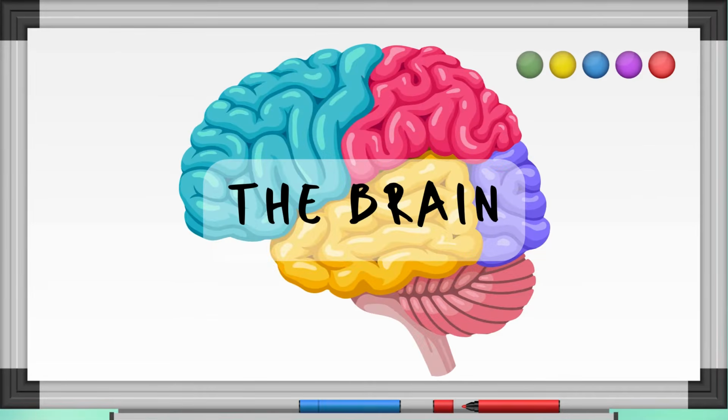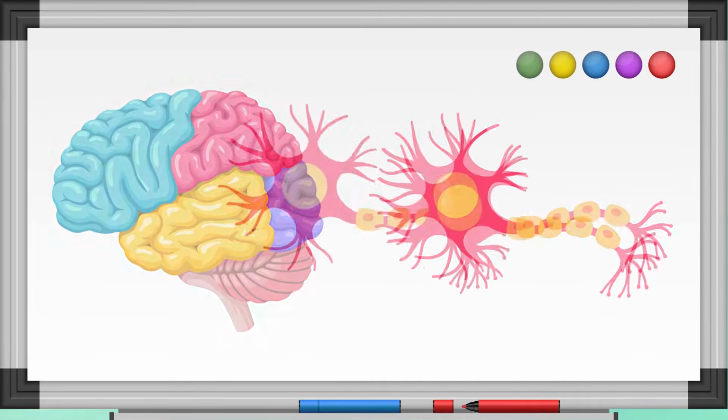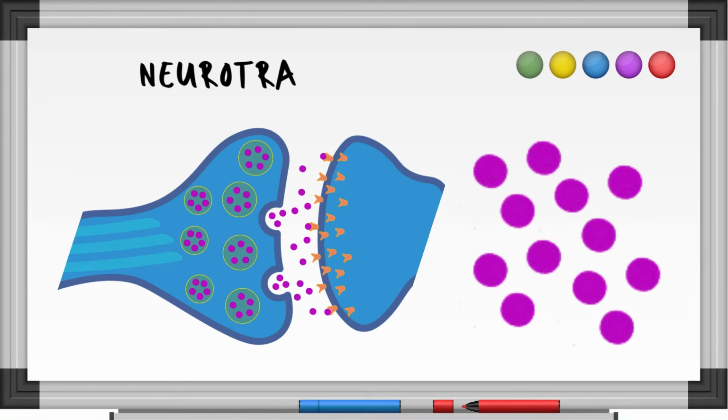Now, let's take a deeper look inside the brain. Neuroplasticity occurs at the level of neurons, which are specialized brain cells that communicate with each other through electrical and chemical signals. These neurons don't physically touch, though. Instead, they transmit messages across tiny gaps between them, called synapses, using chemical messengers known as neurotransmitters.